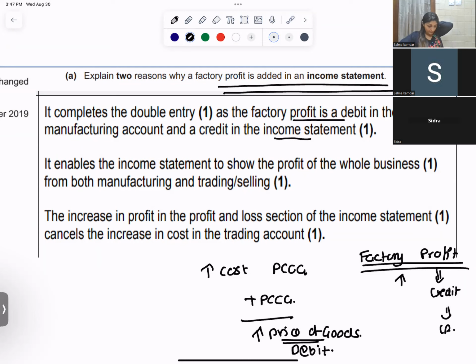Okay, another reason why it is added to the income statement: it enables the income statement to show the profit of the whole business from both manufacturing and trading. So my income statement can clearly show me the profit of both sections together, the factory section and the trading section.